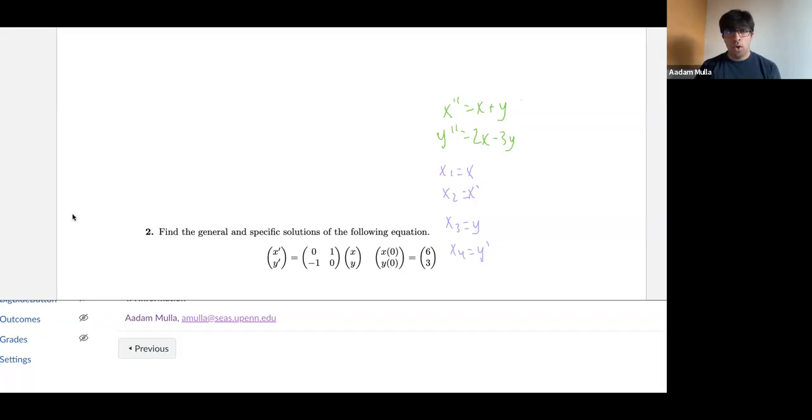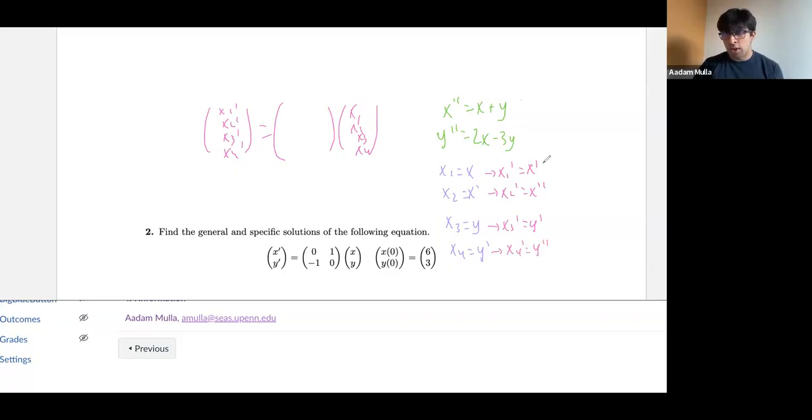Now that we have our four variables, we're again looking to write x1, x2, x3, x4 prime equals something times x1, x2, x3, x4. So we need to find what x1 through x4 prime are. x1 prime is equal to x prime. x2 prime is going to equal x double prime. x3 prime is going to equal y prime. And x4 prime is going to equal y double prime.